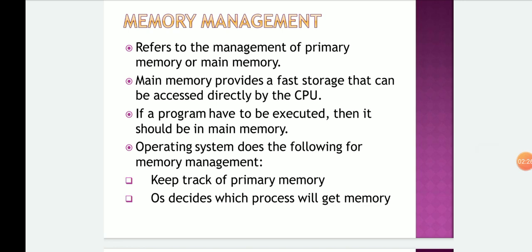Memory management. Memory management refers to the management of primary memory or main memory. Main memory provides fast storage, and the CPU can directly access main memory. See the third point: if a program has to be executed, then it should be in main memory. Without being in main memory, a program cannot be executed. Let's see what the operating system does for memory management.